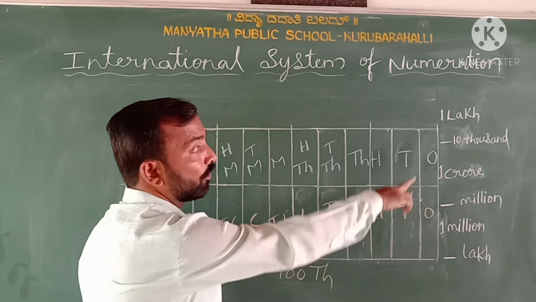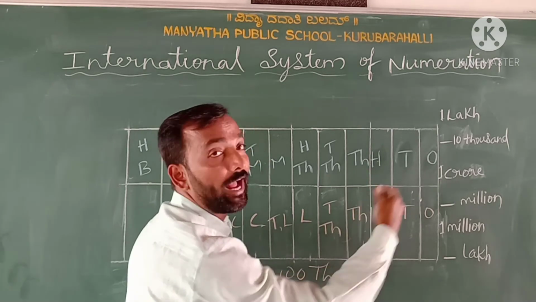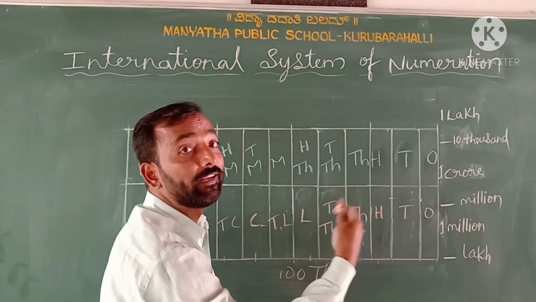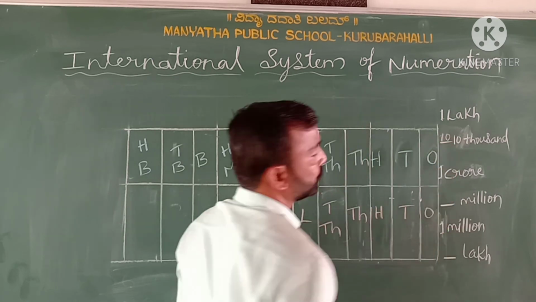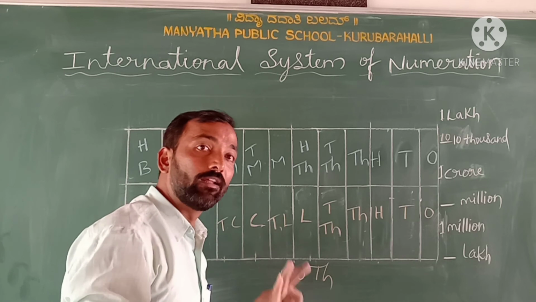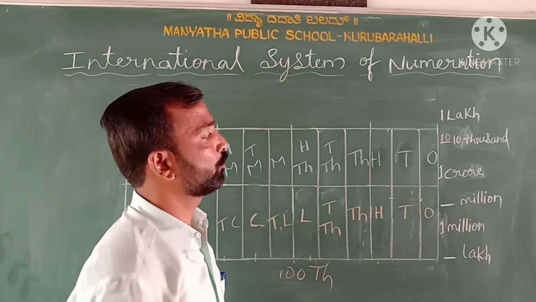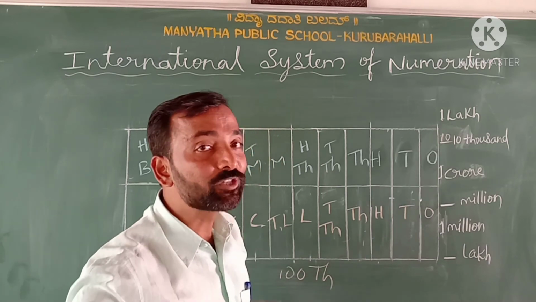100,000. Already 10,000 is there. 1 lakh equals dash 10,000 means 10 tens are, yes, 10,000. 10,000. 1 lakh means 10,000. Next question. 1 crore equals dash million.